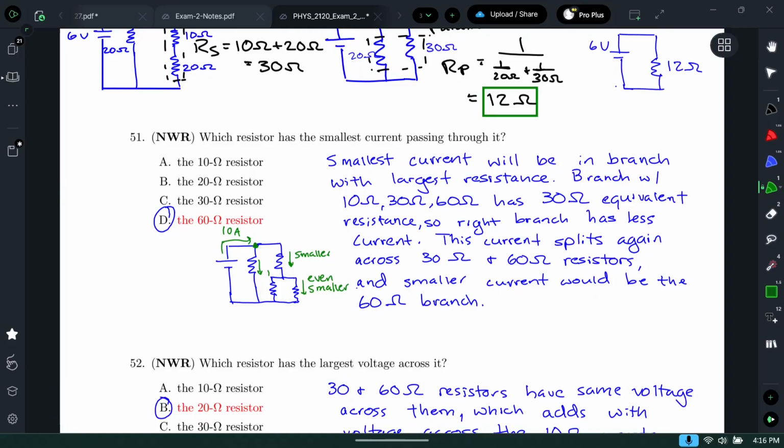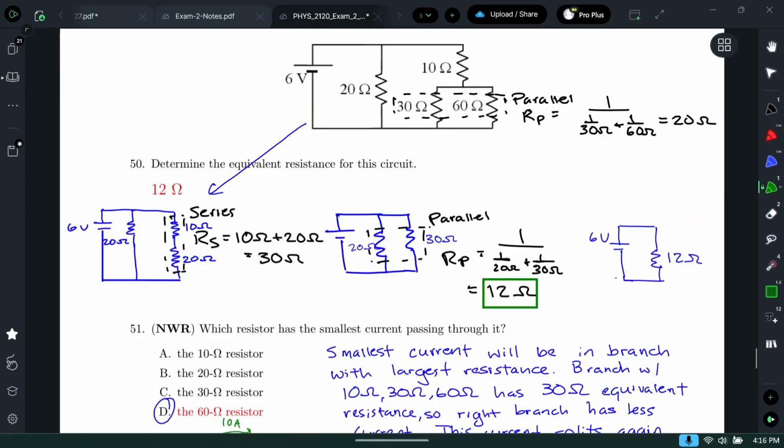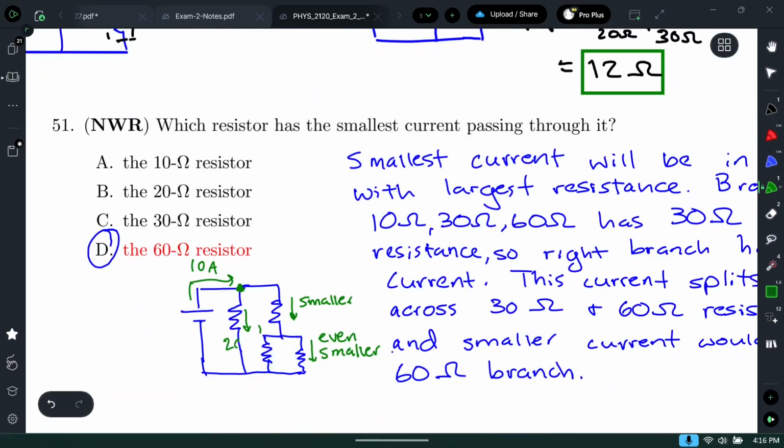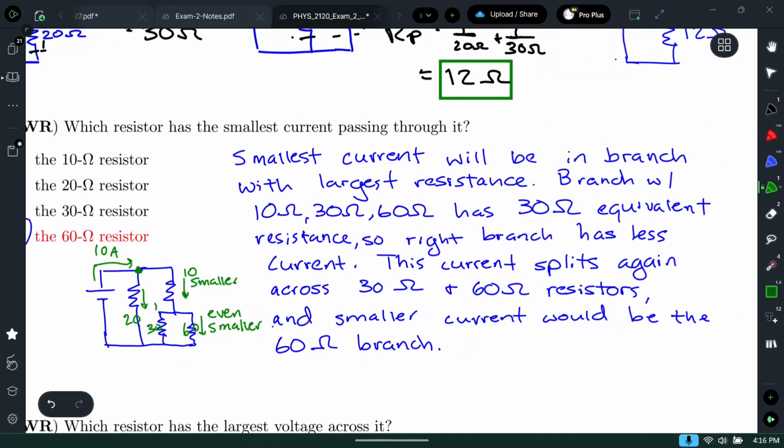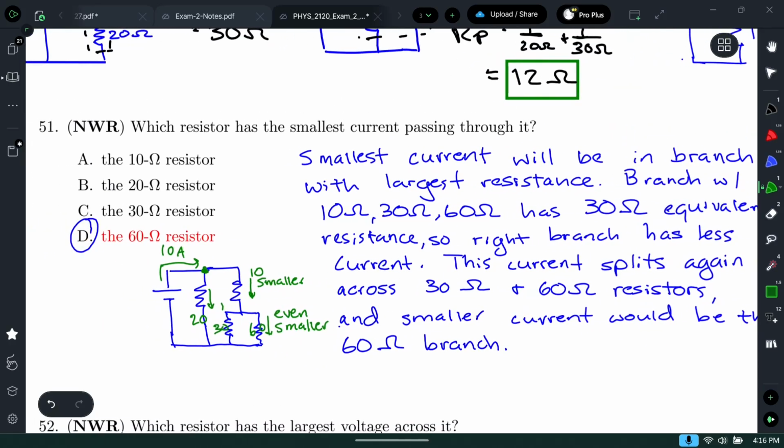It is dependent on what resistances we're dealing with. So we had 20, 10, 30, and 60. Like I said here, the right branch in total is 30 ohms. And that's going to be a higher resistance, so less current automatically goes through that right branch than goes through the entirety of the 20 ohm resistor. And then it's another similar splitting through the 60 ohm down below. Okay, yeah, I get it now. Thank you.